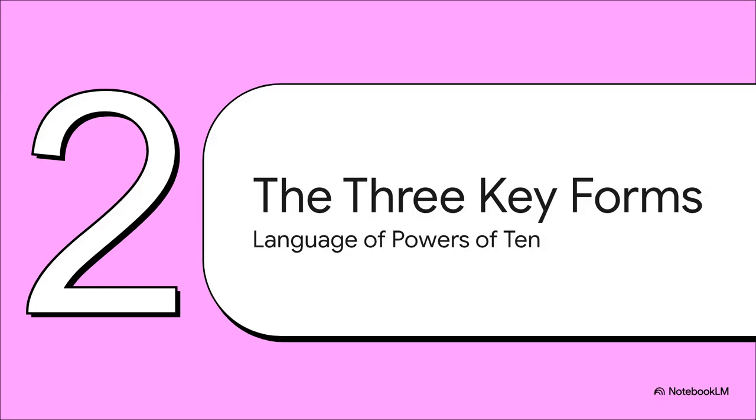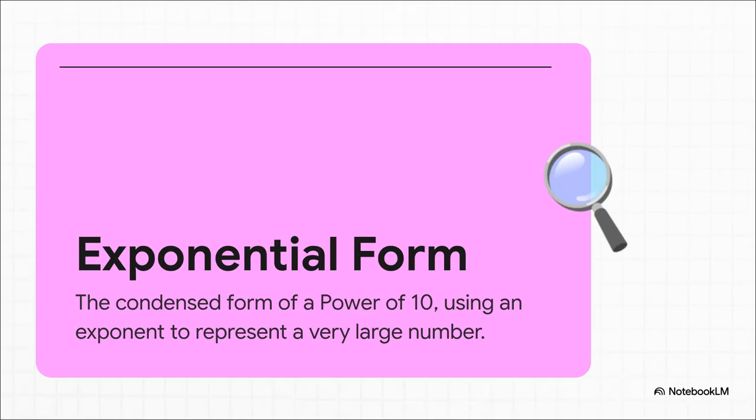Moving on to Section 2. To really get powers of 10, we've got to know the 3 different forms they come in. Think of it like this. They all mean the exact same thing, they just look a little different. It's like saying hello, hola, and bonjour. Same idea, different package.